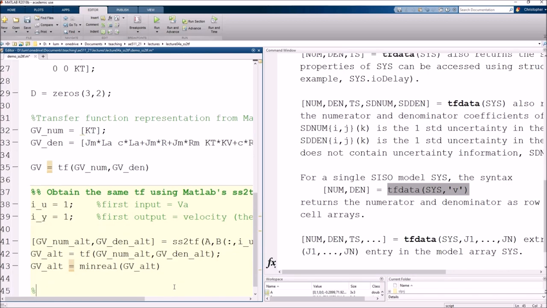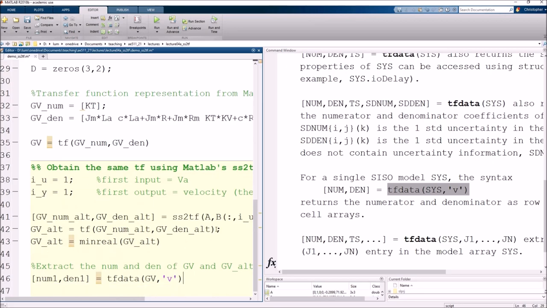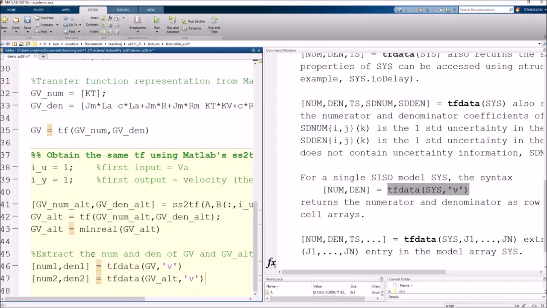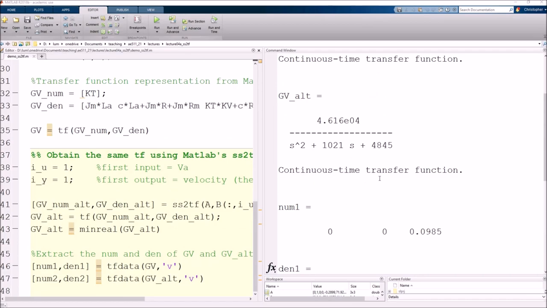Let's just go ahead and say extract the num and den of gv and gv, the alternate version, right? So I don't know, let's call it num1, den1. So this is the original one. So let's go tfdata of gv, and I'm gonna pass it that v input so that I get them as vectors. And then let's go num2 den2 is tfdata gv alt v. Okay, so what I'm doing is I'm ripping off the numerator and denominator of those two.